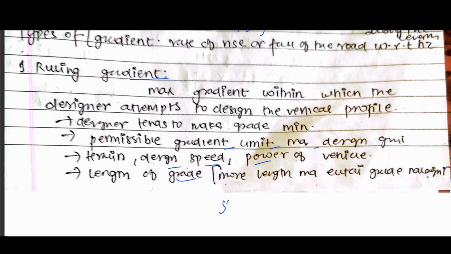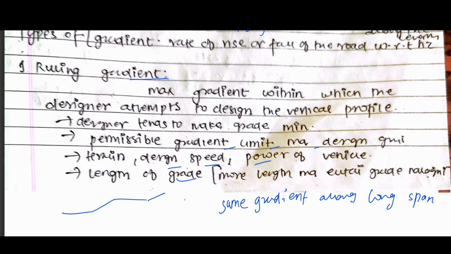We shouldn't provide the same gradient along a long span of length, because it will cause the vehicle power to decrease along the length of the grade, like we explained about the momentum grade. So we always try to provide this momentum grade in a shorter span, and after that we provide the straight portion. That way the driver doesn't need to change the speed or change the gear every now and then.